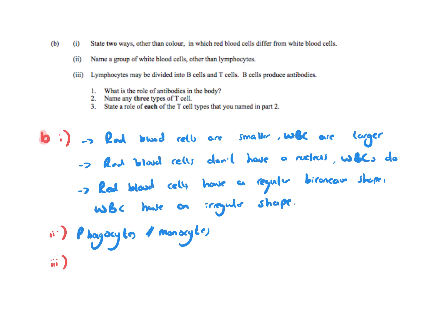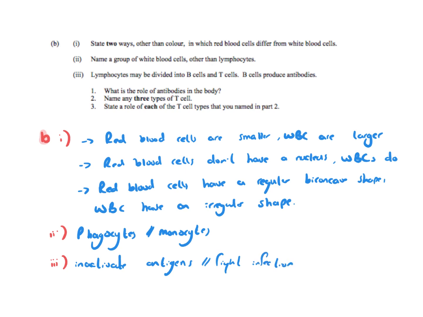Okay, and part 3, lymphocytes may be divided into B cells and T cells. B cells produce antibodies. What is the role of antibodies in the body? So they are to inactivate antigens. Okay, so we've had a look at that already. Okay, we can also say fight infection there. So we've had a look at that.